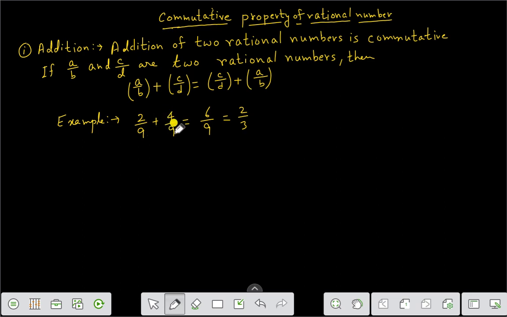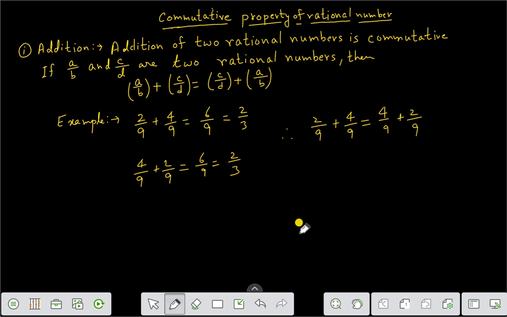Now if we add 4 by 9 plus 2 by 9, again you are getting 6 by 9, and that comes to 2 by 3. So we can say that 2 by 9 plus 4 by 9 is equal to 4 by 9 plus 2 by 9. Then we can say that commutative property is true for addition of two rational numbers.